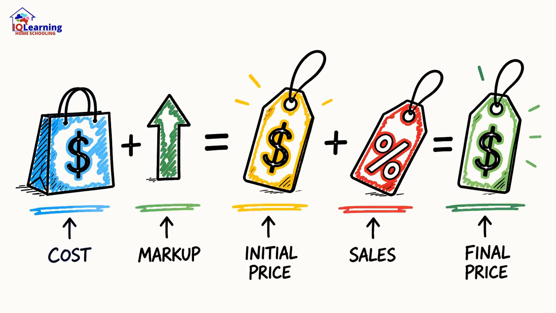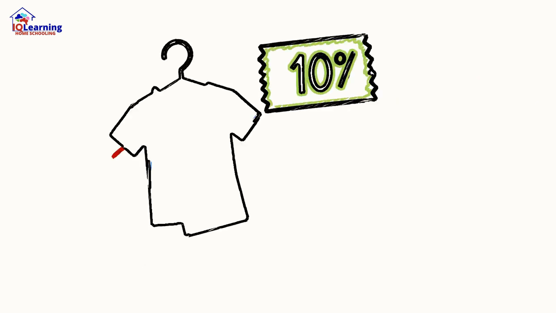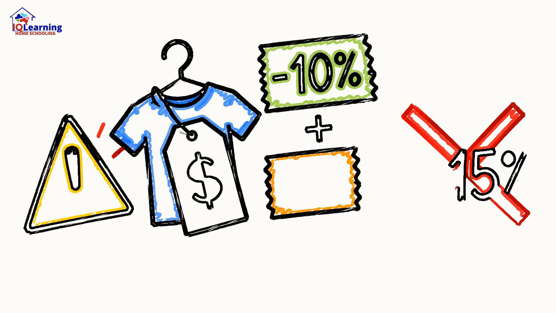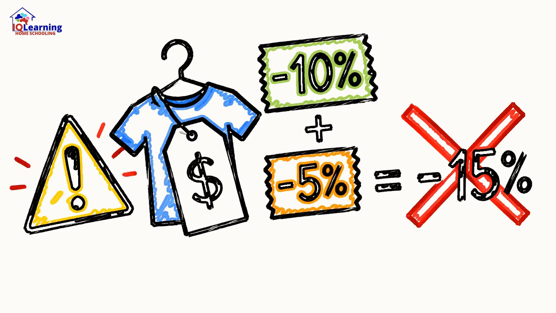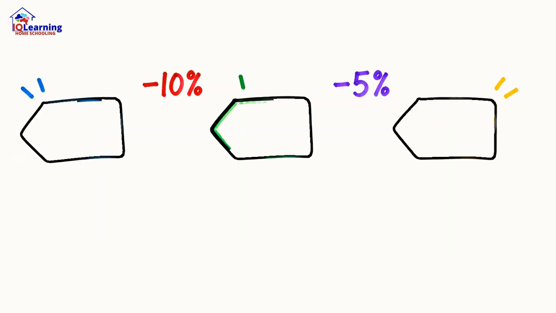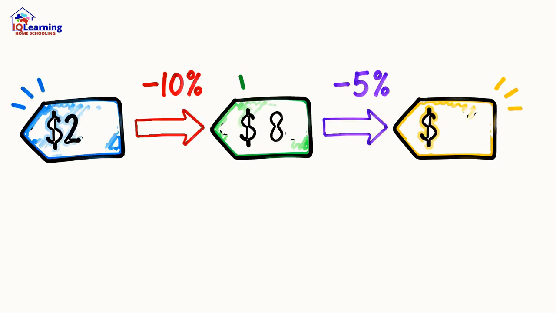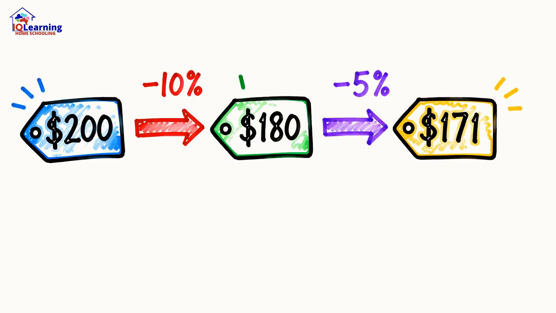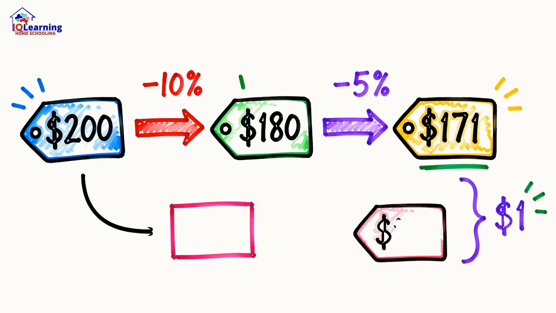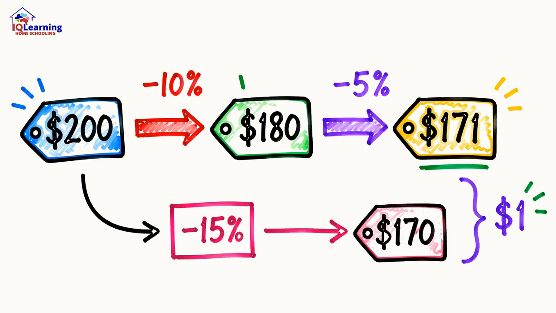Then come the sales, and here's a crucial trap: compound discounts. If an item is discounted by 10% and then another 5%, you can't just add them to get 15%. The second discount applies to the already reduced price. A $200 item becomes $180 after the first 10% discount. The final 5% is then taken from that $180, landing you at $171. A straight 15% discount would have been $170. It's a small difference, but it all adds up.